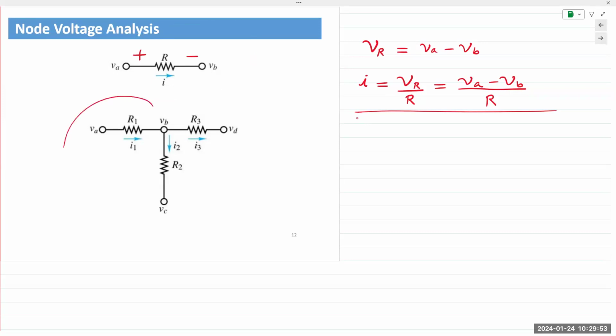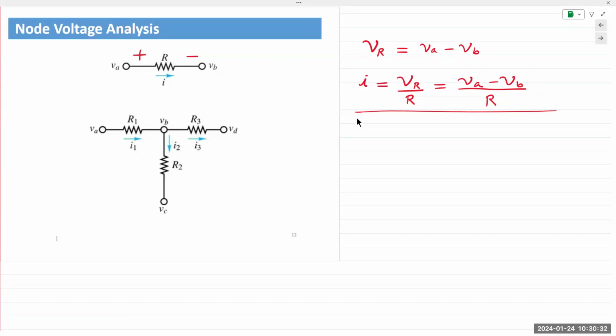Now we expand it and apply it to this example right here. So the point of node voltage analysis, or mesh current analysis, is to solve for unknown quantities, right? In this case, our unknown quantities are node voltages. So they are variables, and we will write equations to solve for those unknown variables. If we have one unknown variable, we need one equation. If we have two unknown variables, we need two equations. Three unknowns, three equations, and so on.